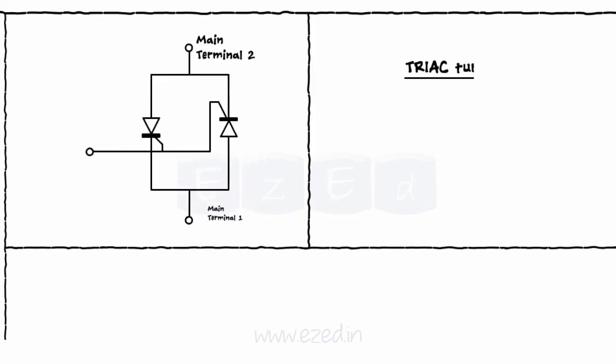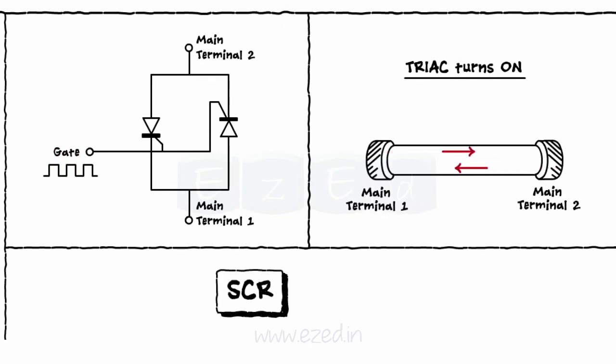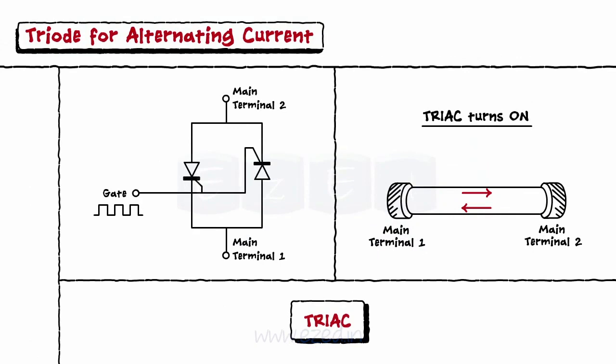The TRIAC turns on only when we apply the trigger to the gate terminal. This is similar to the SCR. The TRIAC can conduct in both directions. This two-way function of the TRIAC is similar to the DIAC. Thus we say that the TRIAC is a combination of the SCR and the DIAC.